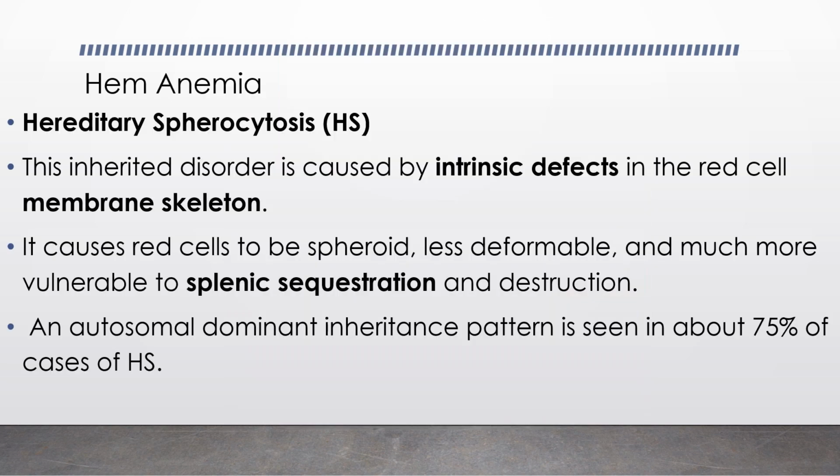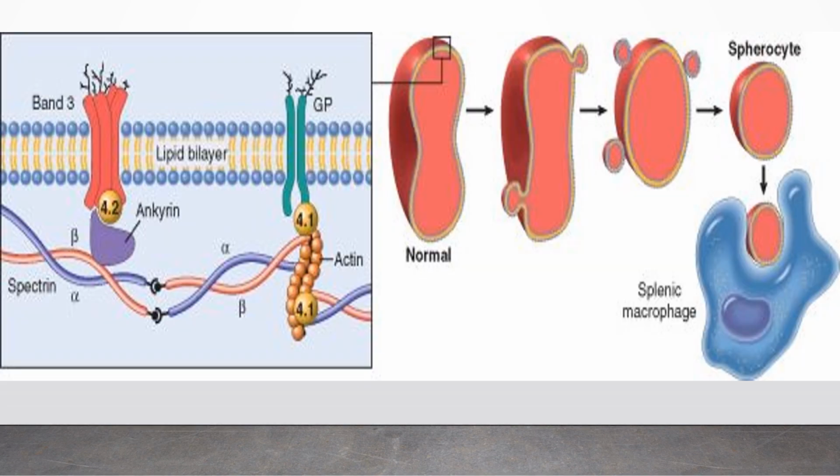So hemolytic anemia, our general considerations now become to one specific disease, hereditary spherocytosis. This inherited disorder is caused by intrinsic defects in the RBC membrane. So RBCs, spheroid, spherical, less elastic membrane, less surface area, less deformable. So they are damaged or eaten up by the phagocytes in the spleen mainly, and hence anemia. So sequestration in the spleen leads to anemia. Autosomal dominant inheritance, 75% of cases of HS. Either it's mixed.